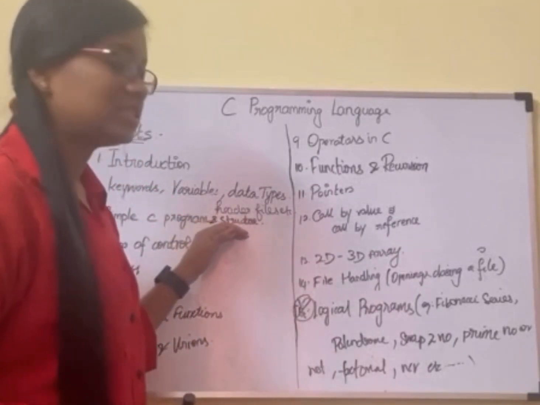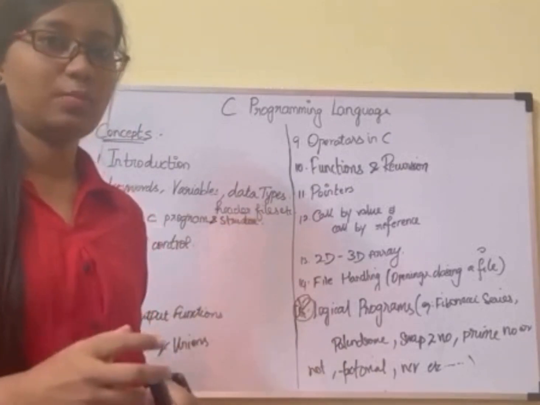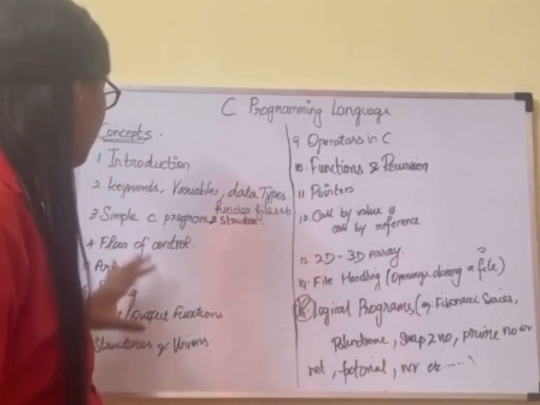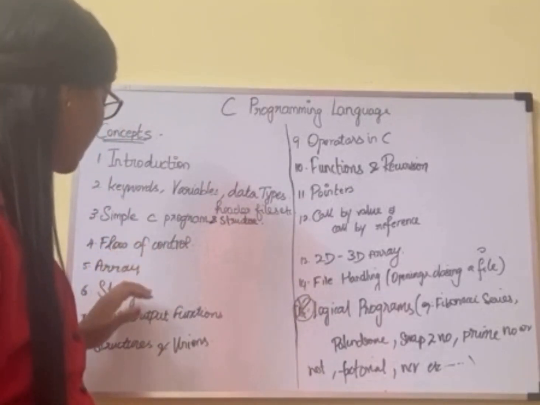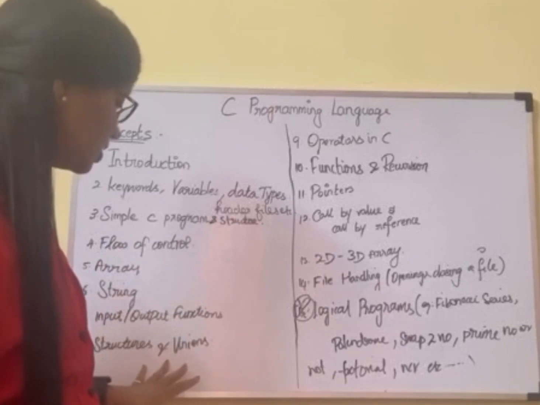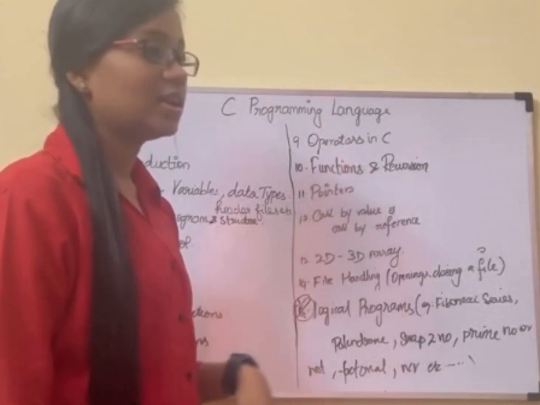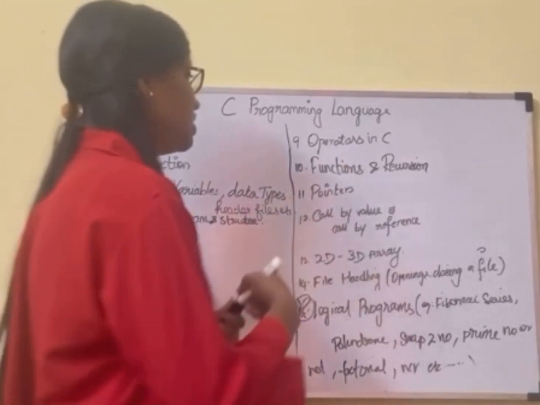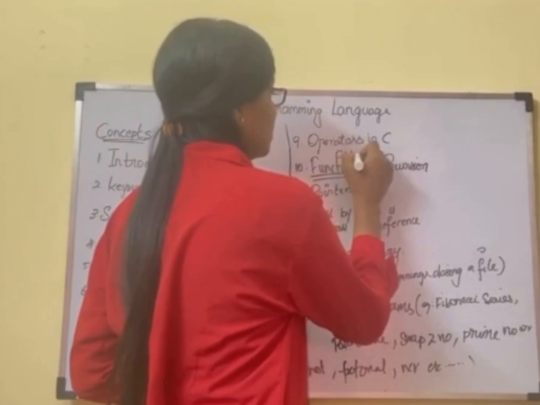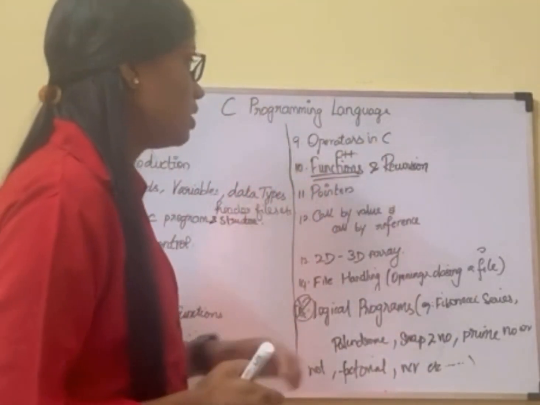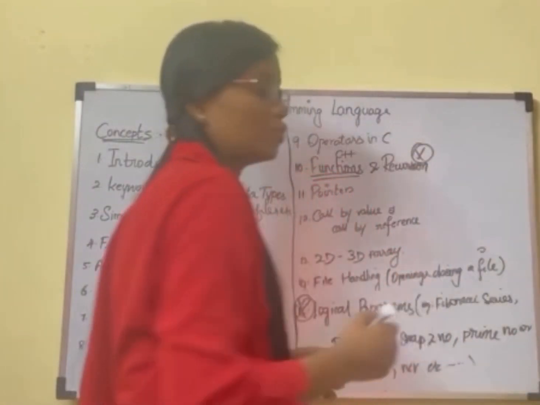Then we will see the structure of a C program, and we will try to write a small, simple C program. And here start the important topics like flow of control, array, string, input output functions, structures and unions, operators in C, functions and recursion. The concept of function is the base for the emergence of C++. And recursion is going to be a very important topic for all the interview questions.